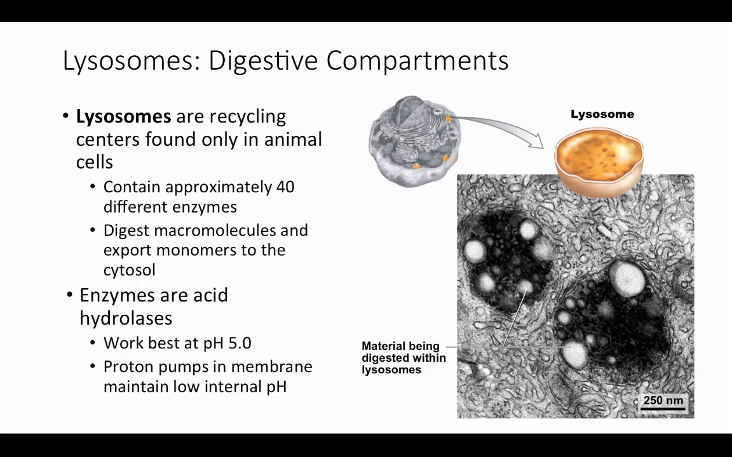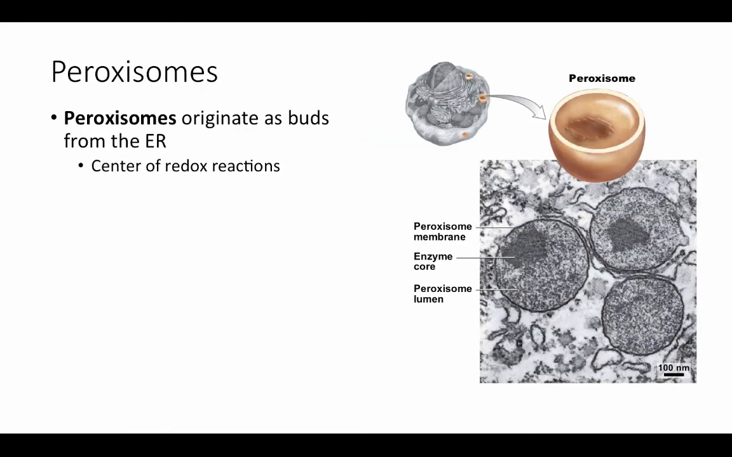The rest of the cell doesn't want to be at pH 5. And the way it gets that pH is that it's got proton pumps intrinsic in the membrane that pump protons into the lysosome and maintain that low internal pH.